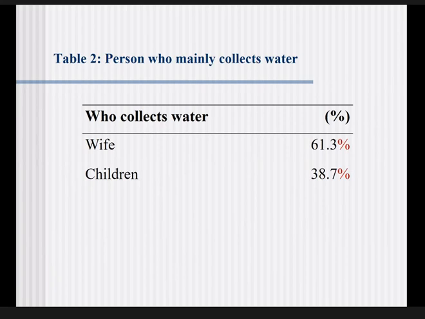This other table comes back as a float one. You see, we have the first column as who collects water, and the second column is in percent. Now, since the heading is already in percent, this 61.3, you don't have to put the percentage mark, because the heading of that column already indicates that.